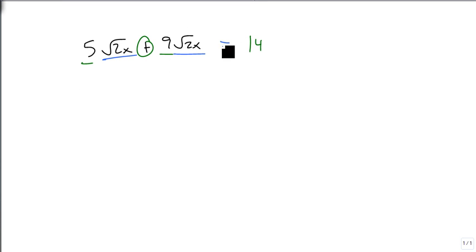Suppose we have 5 square roots of 2x plus 9 square roots of 2x. Because the radicals are like, we simply take the operator and combine the numbers. 5 plus 9 is 14, and then we leave the root 2x the same.